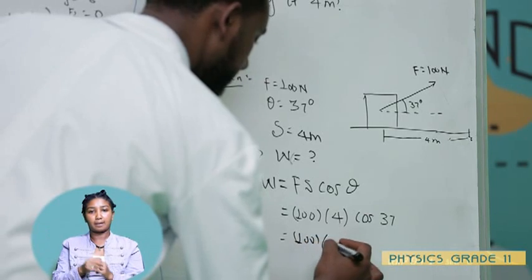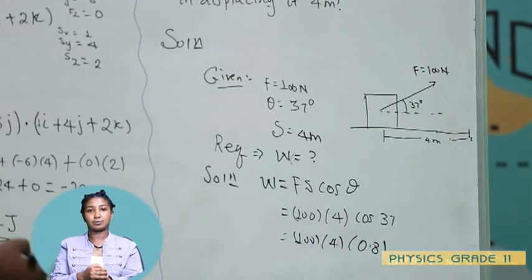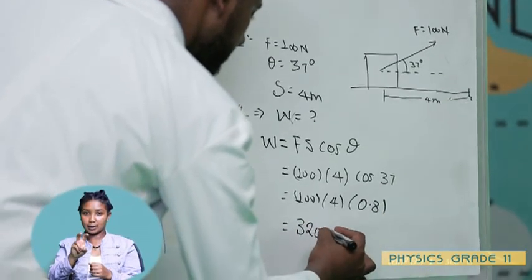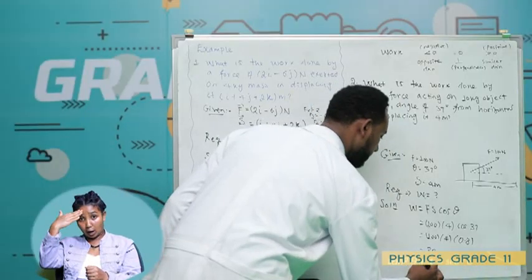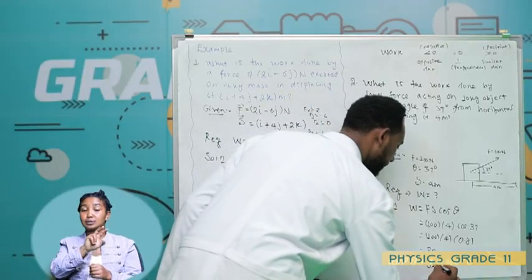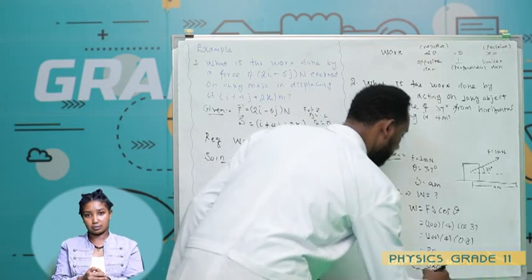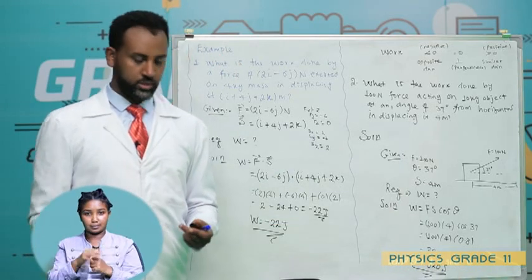100 times 4 times 0.8. And this gives us 320 Newton meter. Newton meter is already known to be joule. 320 joule. That is the work done by the applied force.